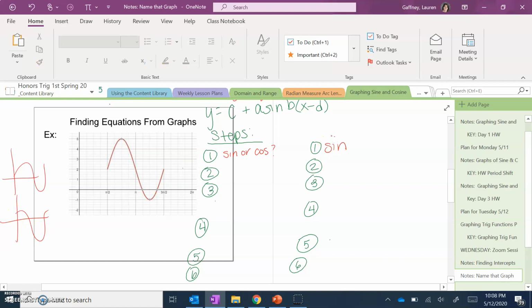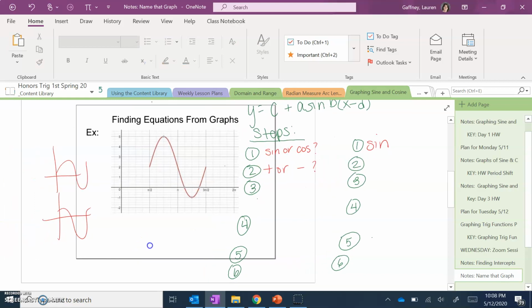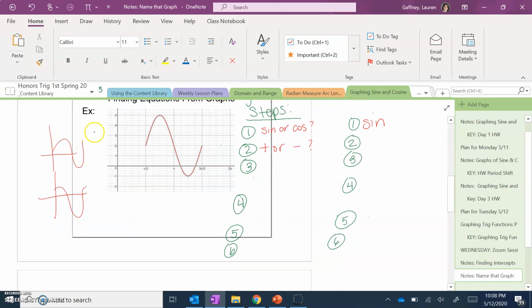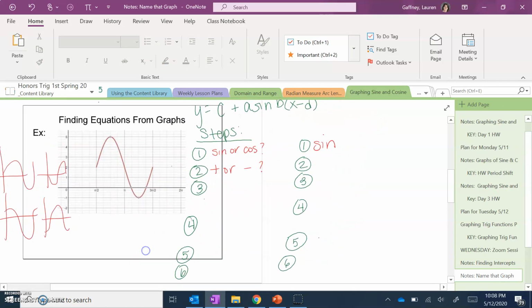Then you want to figure out, is it positive or negative? When I say positive or negative, this would be a positive sine graph. A negative sine graph would be the reflection of that. This would be a positive cosine graph. A negative would be the reflection of that. So when you look at this, this is a positive sine graph.